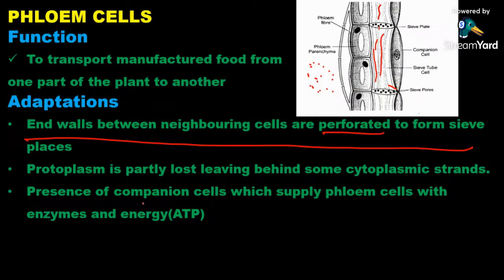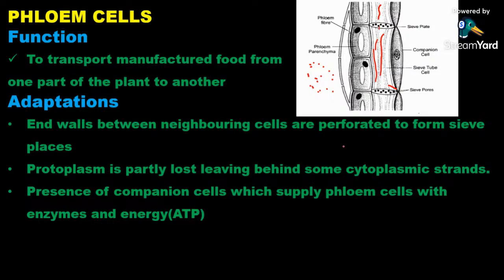Then presence of a companion cell, which supplies phloem cells with what? With energy. Okay, that is very important. I mean enzymes, not xylem. So presence of a companion cell, which supplies phloem cells with enzymes and ATP, which is the storage form of energy. So these are the adaptations of the phloem.